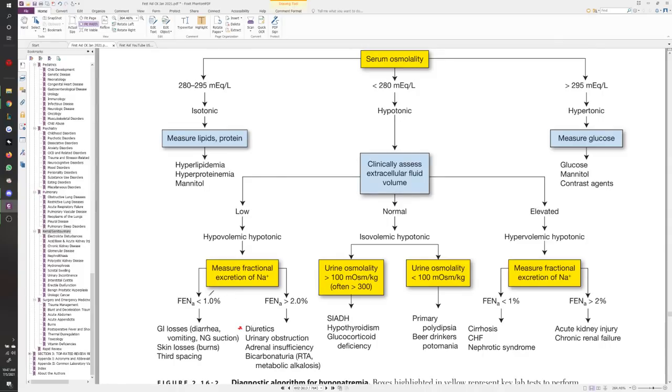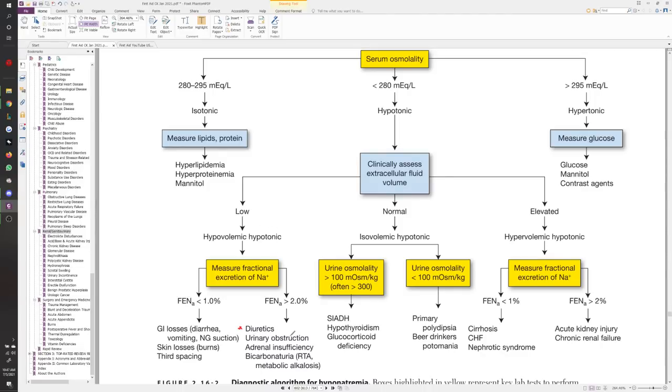Other case scenarios are going to be based off of what their fractional excretion of sodium is, right? So in diuretics, fractional excretion of sodium is high. Basically, they're excreting a lot of sodium. They're urinating a lot, and they're urinating a lot of their sodium. So that explains the hypovolemic hypotonic, right? If you urinate a lot of water, you're becoming hypovolemic. And in that water, if you're also urinating a lot of the sodium, then you're also hypotonic.